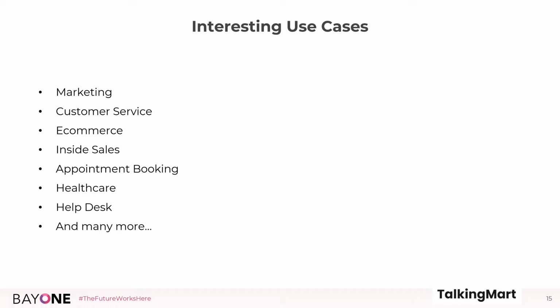Things like inside sales, appointment booking. You can imagine somebody is trying to make a phone call and you don't have the people there to answer the phones. And so a virtual assistant can answer the phone and go ahead and do at least the initial analysis and booking of the appointment.